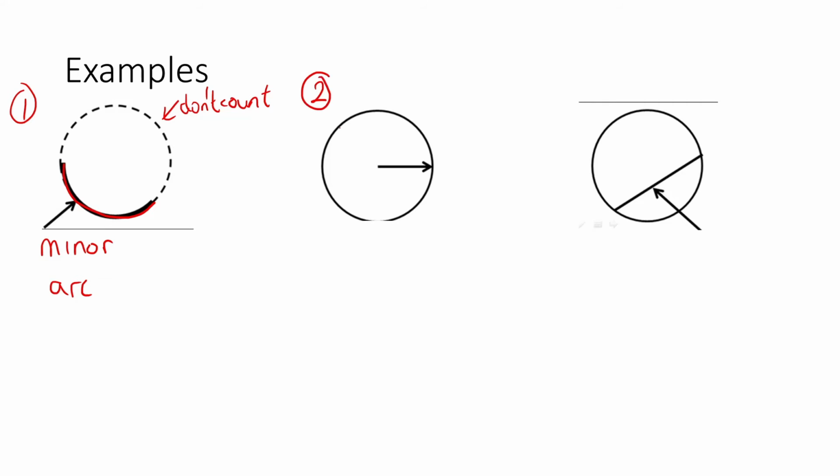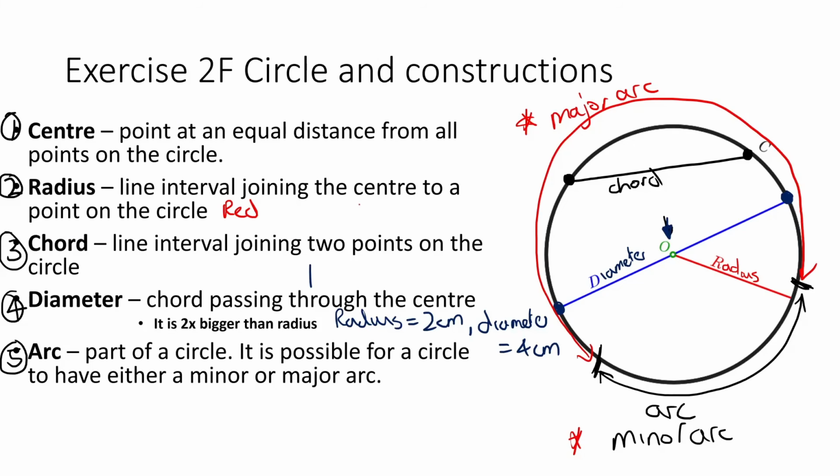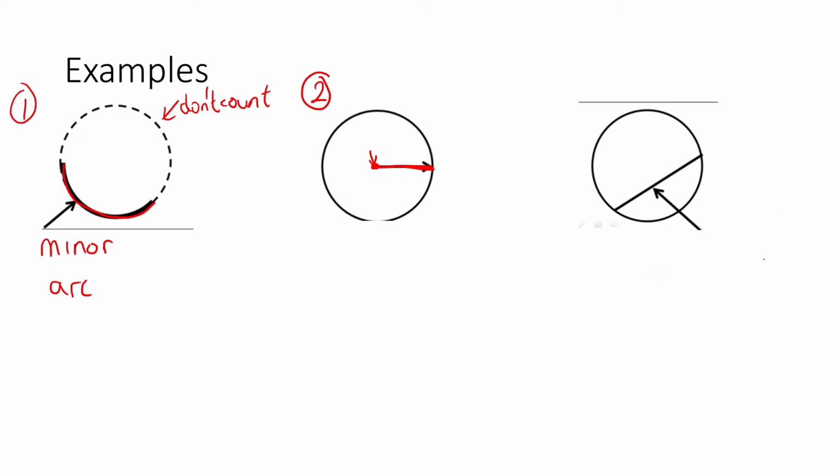Okay, question 2. We have a circle with a line in the middle. It goes from the center until it touches the edge. So you have to check which one this is. The one that starts in the middle and goes to the edge is called the radius. So then you have to label this circle part as the radius.